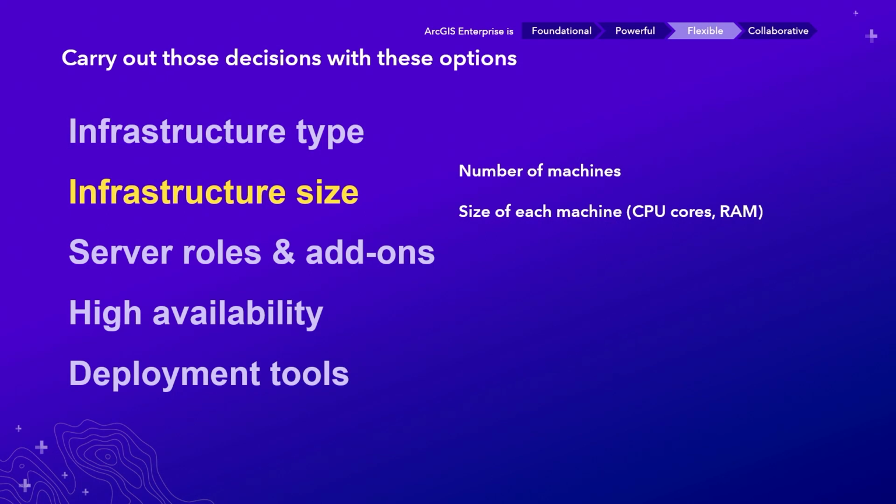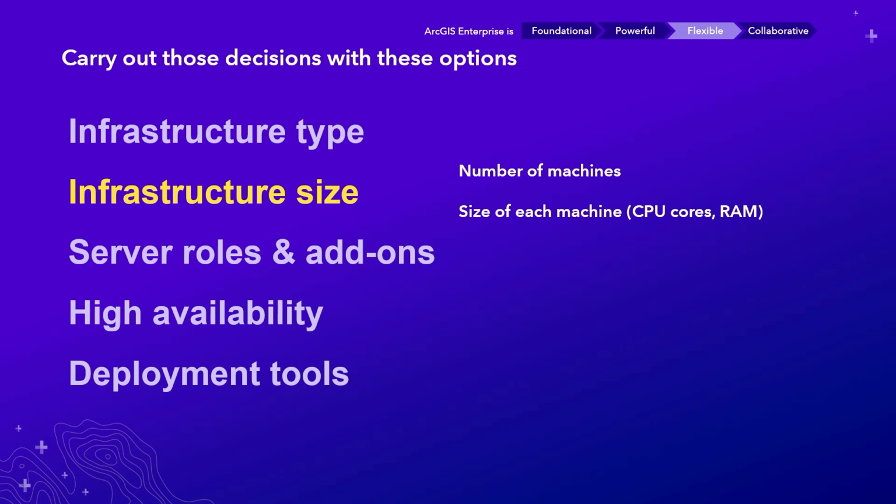You also have to consider the infrastructure size. How many machines do you want to have for ArcGIS Enterprise? Do you want a single machine deployment? Do you want multiple machines to support this WebGIS of yours? And also consider the size of each machine. How many cores will they have? What is the RAM available? This is all something that you can think about.